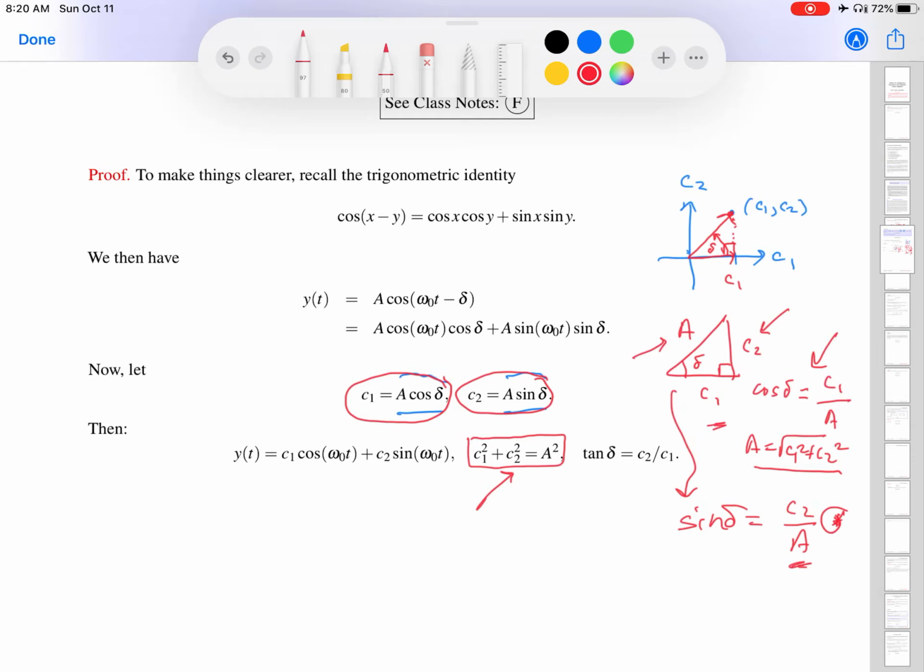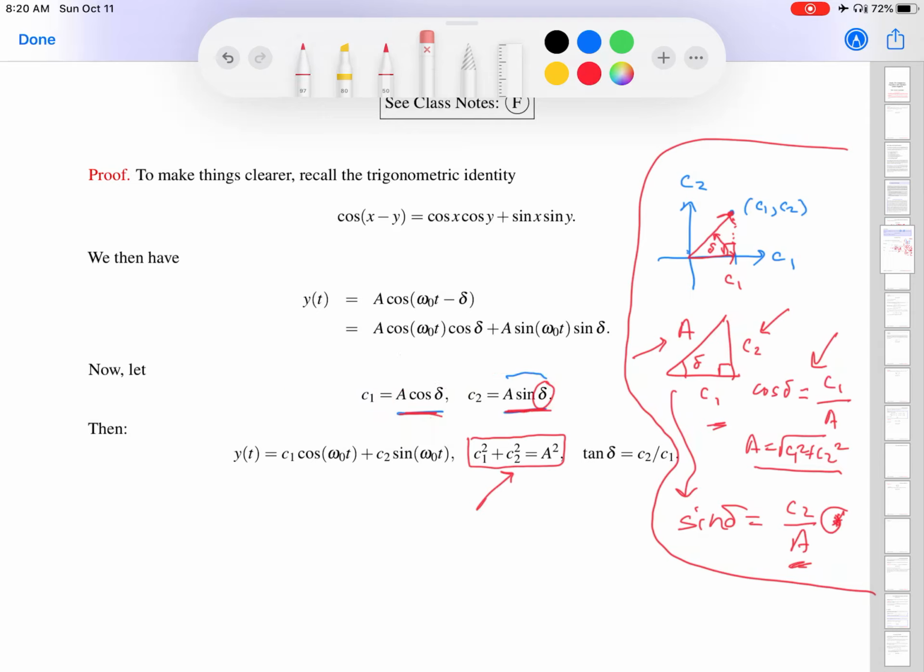So all of this is to convince you that if I have a C1 value and a C2 value, which come from the initial conditions of the ODE, I can express them in this form. And all I'm doing in the background over here is changing to polar coordinates, where A is like the r value in polar coordinates, and delta is like the theta value, if you studied polar coordinates before. All right, so I'm going to erase at least this part, and then I'm going to finish our derivation.